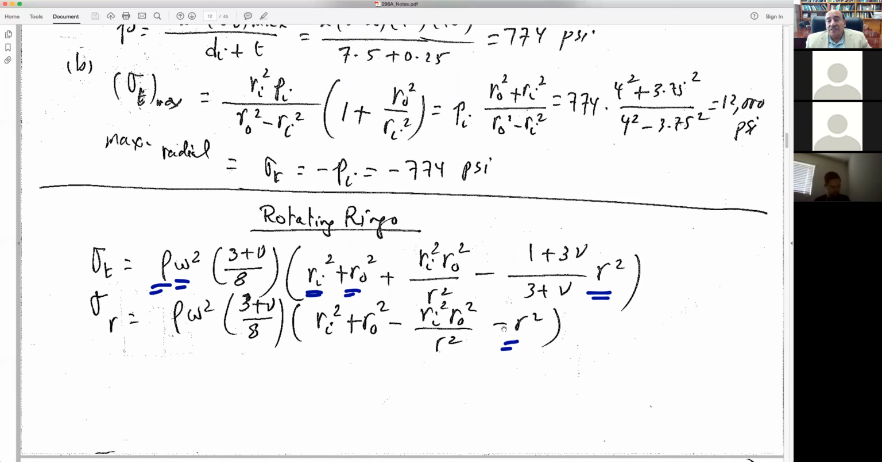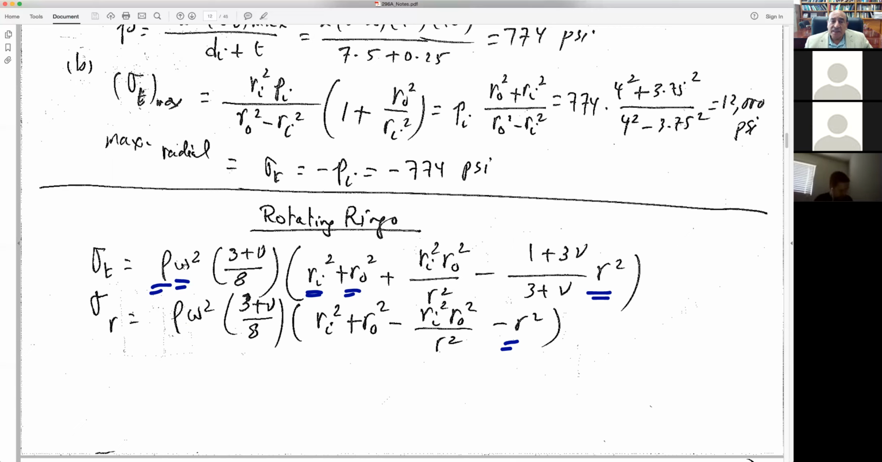And then questions like this. If you have a rotating flywheel and you know the maximum failure strength of the flywheel, then determine the maximum RPM. This is a very typical question, which means that you want to solve for omega. That's the bottom line.